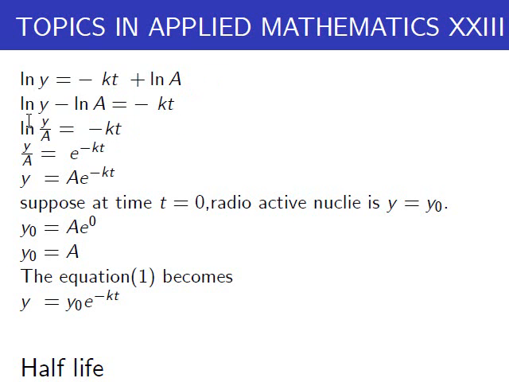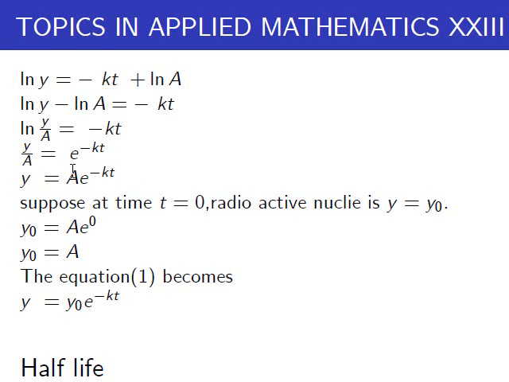We remove the logarithm on the left hand side, and then the right hand side becomes exponential, because log and exponential are reciprocal, inverse of each other. y over a is equal to e raised to power minus kt, and we multiply by a, then y is equal to a e raised to power minus kt.